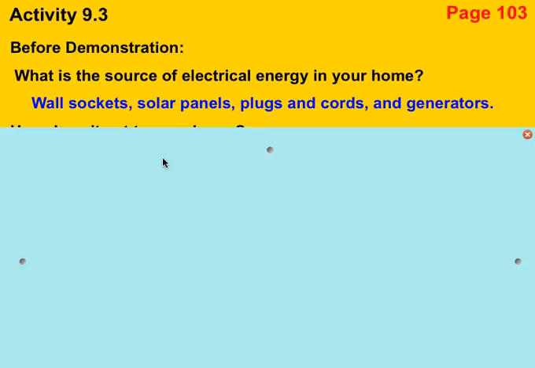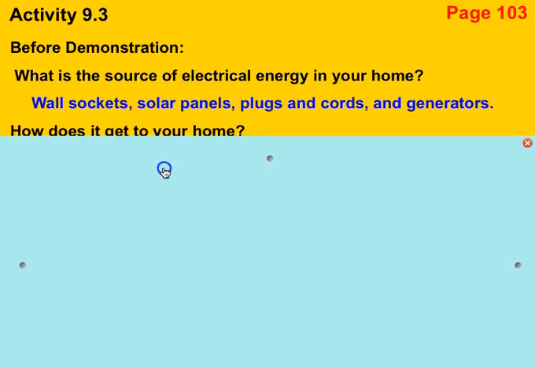Where does the energy come from? Where does the electricity that comes into your house come from? So when you plug something into the wall socket, when you flip the switch, electricity runs your TV, it lights up your house. So where does that electricity come from? We're going to take a look at that today.